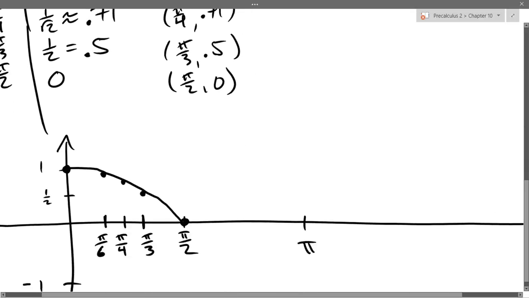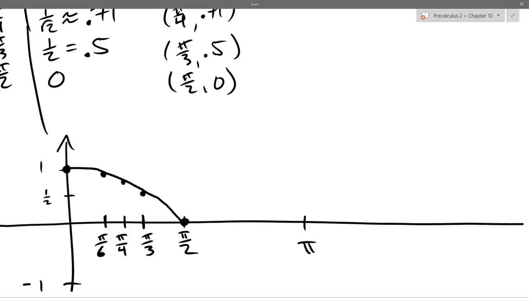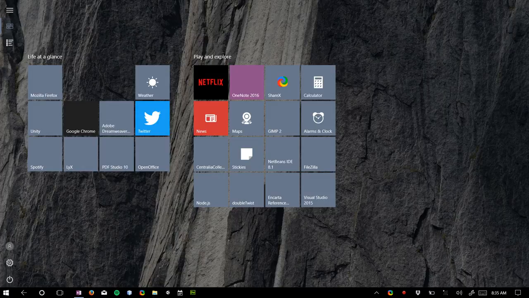I could keep going with my table of values, but instead of going on and on with table of values, let's use common sense and some geometric properties to graph the rest of this. I don't want to write out a huge table. You're more than welcome to if you want to. You can do the next 5 points, the next 5 points, and the next 5 points.